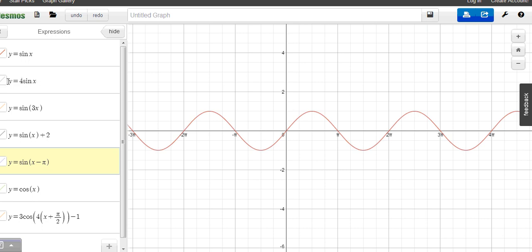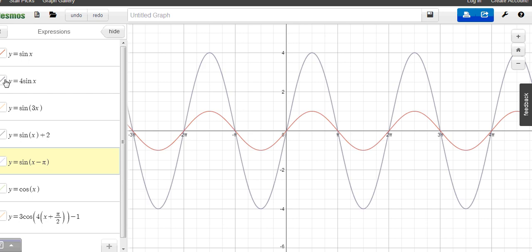So what does the 4 do? Let's highlight this one. You can see this bluish purplish one is just like the purple sine wave, except instead of going up to 1, it goes up to 4. Then it swoops down to -4, and it goes up to +4 again, but it crosses the x-axis at the exact same spots as the original sine wave.